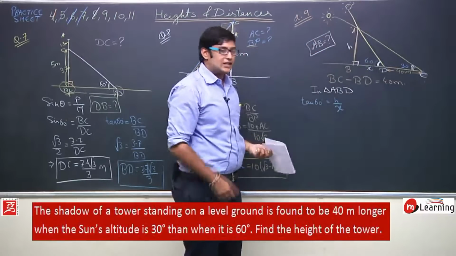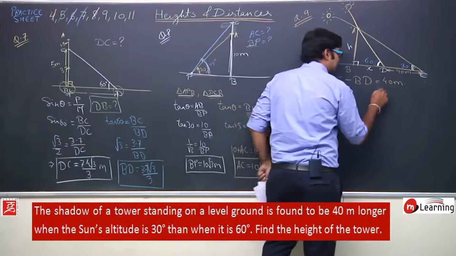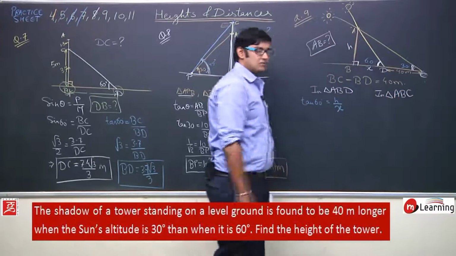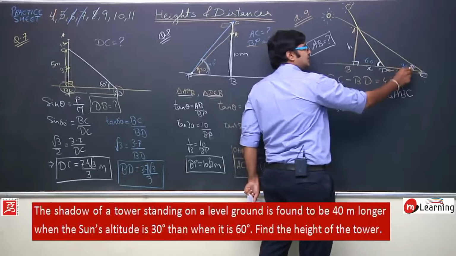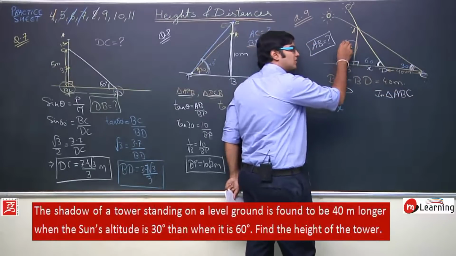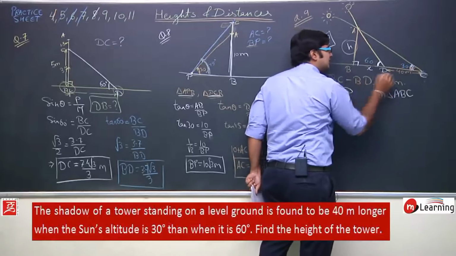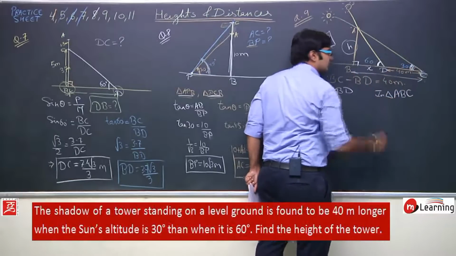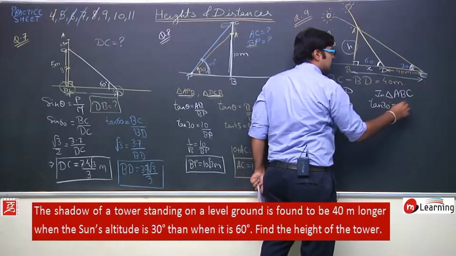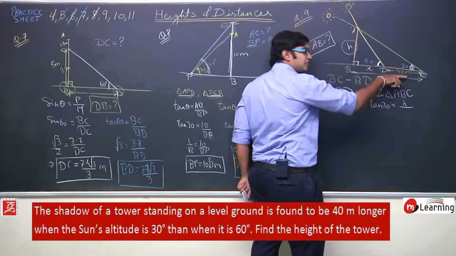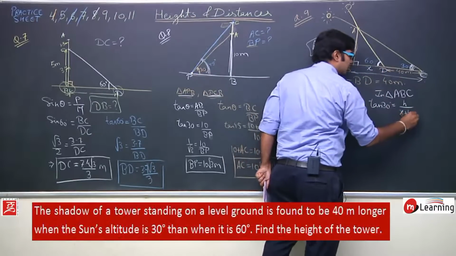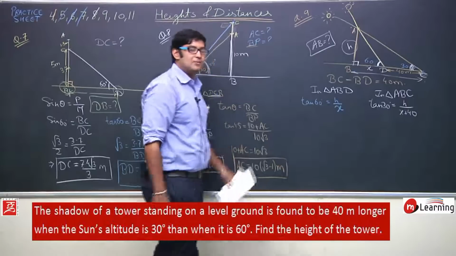Then what about the second triangle? The second triangle is triangle ABC. In the second triangle, this is the angle. With respect to this angle, this is again the perpendicular, and with respect to this angle, this BC is the base. So here I can write tan of 30 degree is equal to perpendicular upon base. Now what is the base? BC. BC is x plus 40. This is what I can write. BC is equal to x plus 40.